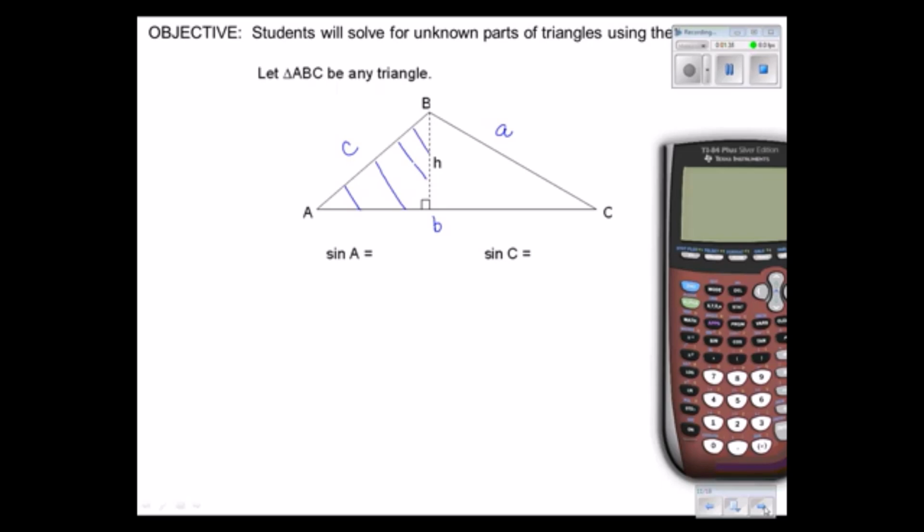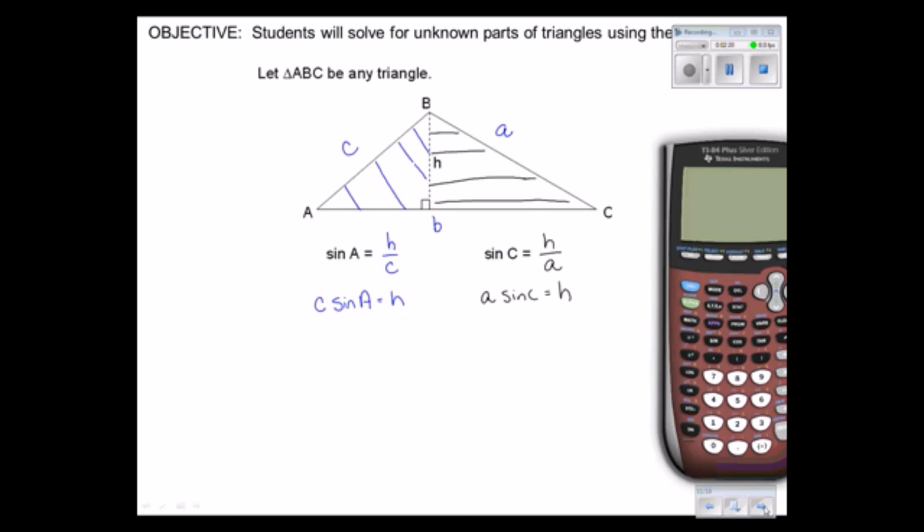And I want to write a sine ratio for that side. So just with that one, if I talk about the sine of A, then it would be h over c. And then if I do the same thing for this right triangle, and I write a sine ratio for C, opposite over hypotenuse, that's h over a. I'm going to take each of those equations and solve for h. So for the one on the left, it's c times the sine of A, and the one on the right is a times the sine of C.